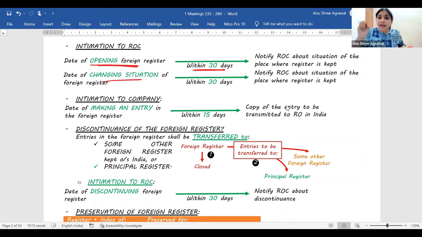Then, whenever I make any entry in the foreign register, one copy of the entry, one photocopy of the entry, I am supposed to send it to the registered office in India. This is an extremely important point, guys.